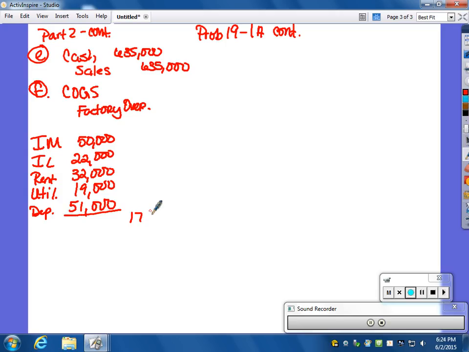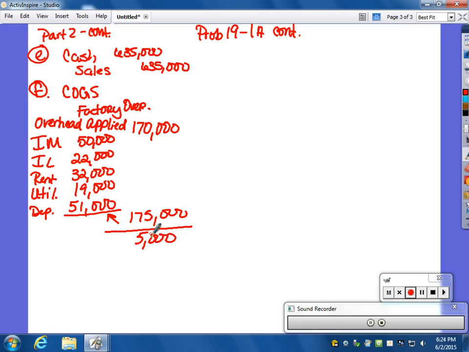175,000, minus the overhead applied. Now, what was the overhead applied? It's B number 3. What's the amount? 170,000. Tell us how you got that 170. Minus this one, 5,000. So is this 5,000 under applied or over applied? Under applied.